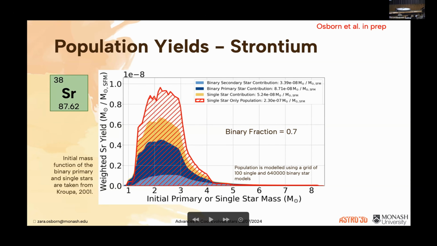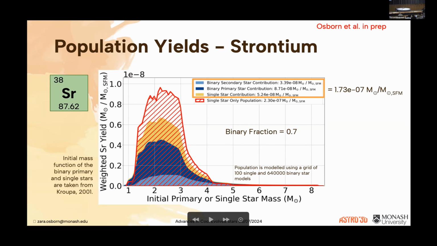Now, doing just that, looking at this plot, the solid colored regions show the strontium that's ejected by our population that includes binaries. We also highlight the individual contributions: the single star portion of the population in yellow, the binary primary star portion in dark blue, and the secondary star portion in light blue, with their sum giving us the total stellar yield from our population. The red hashed region just shows the strontium that's ejected by our population of only single stars.